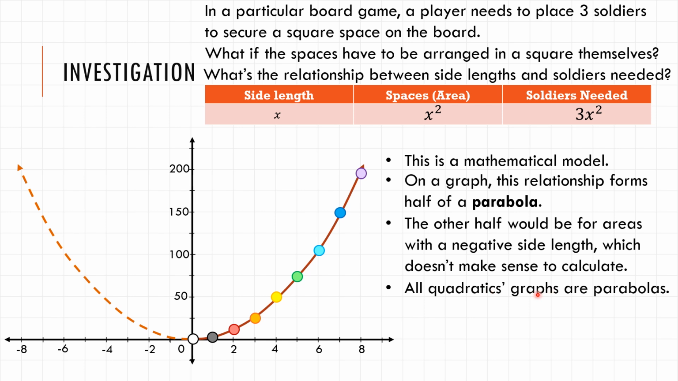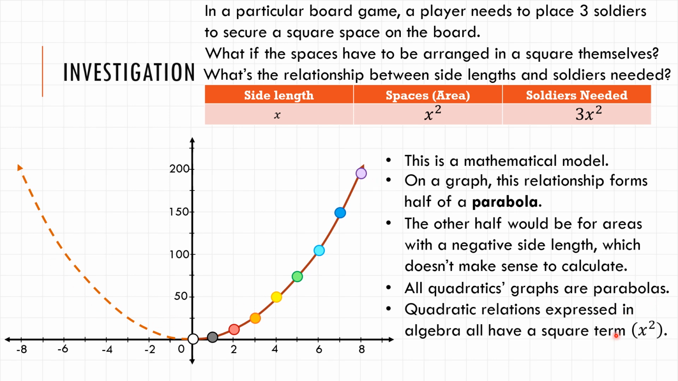All quadratic graphs are parabolas. Whenever you graph a quadratic relationship, it will always form a parabola. How do you know if you have a quadratic relationship? Well, if you're looking at the algebraic expression of that relationship, you would see an x squared term. And this square is exactly why we call these relationships quadratics, because quadratum is Latin for the word square.